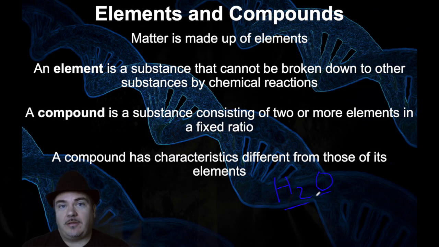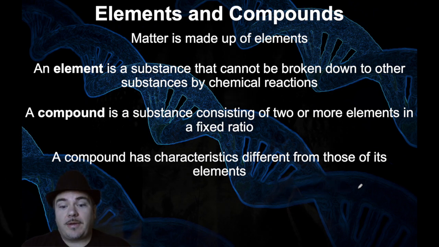It has more than one type of element. It has oxygen and hydrogen, and it's in a fixed ratio. Water is always H2O. Water is never H2O2. That would be hydrogen peroxide, which is a different substance from water. So that's an example of a compound.